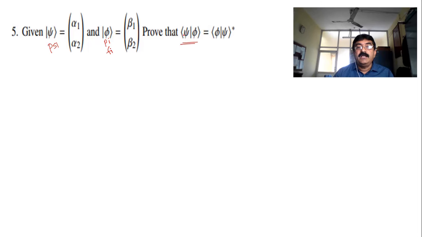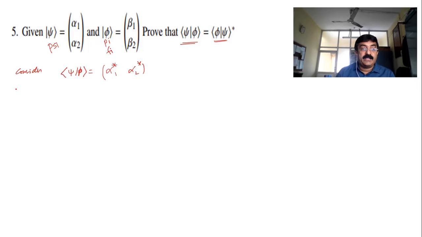Well, you have to prove that the inner product of psi and phi is equal to the complex conjugate of the inner product of phi and psi. We know how to find the inner product. First I start with this one. Consider the inner product of psi and phi, that is equal to bra psi, this alpha 1 alpha 2. I don't know whether alpha 1 is a real number or a complex number, so better I put the complex conjugate. So this is the Hermitian.